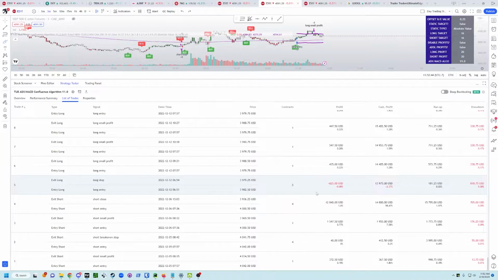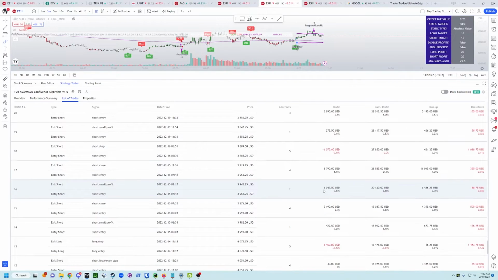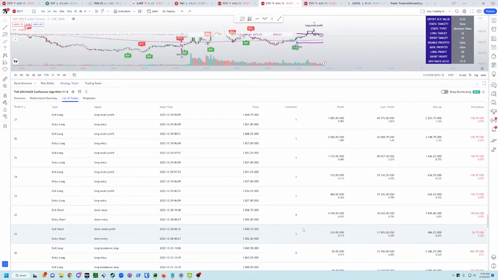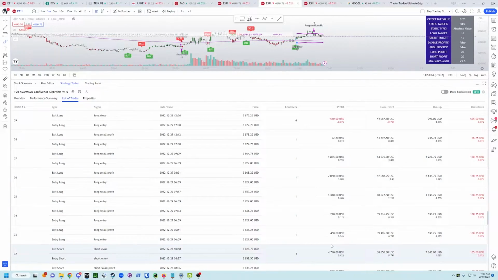And then you can come over here to the list of trades like I just did, and you can look through here. You want to look through here and look at what it's doing. And if you see any trades that are really big, like this one here, you can go back in time and look at the trade, and you can make sure that it didn't cherry pick the trade. Right? We've got some really nice winners in here.